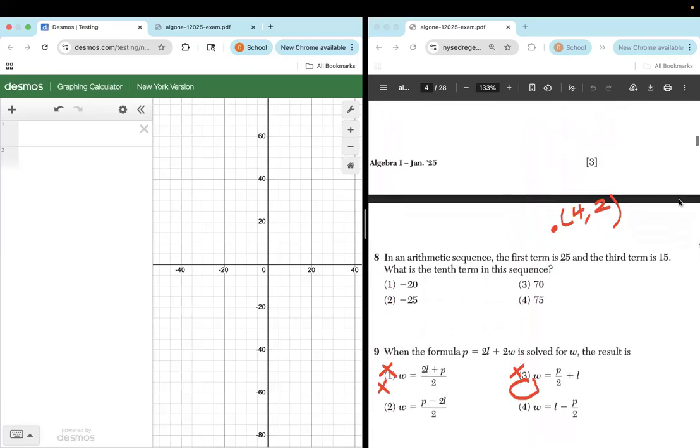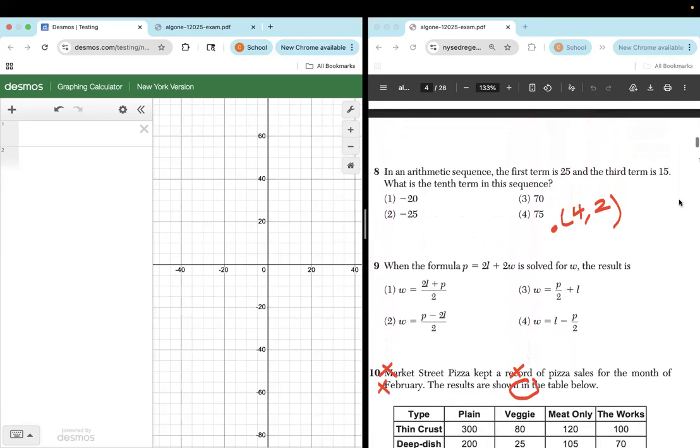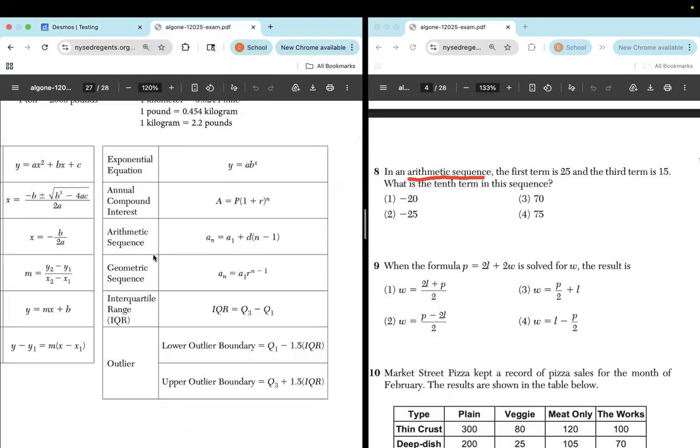All right, number 8. In an arithmetic sequence, this phrase should be giving me a clue to go to my reference sheet because it might help me out. Any kind of sequence question, I might be able to use one of these to help.